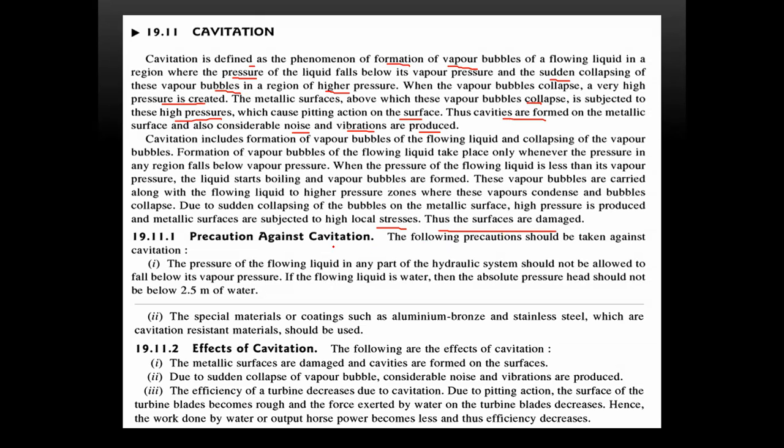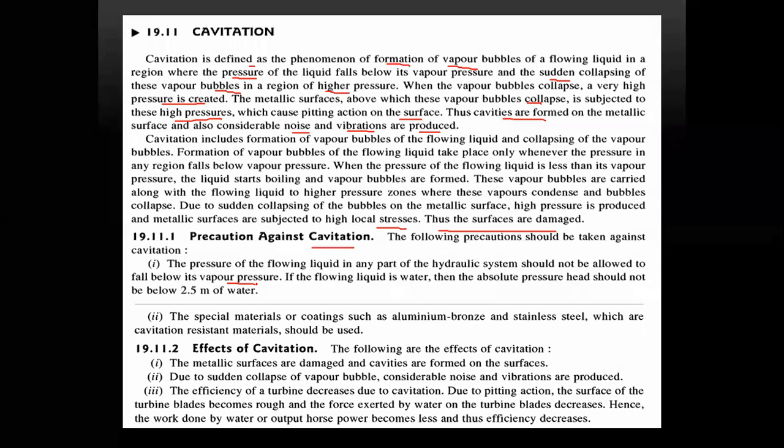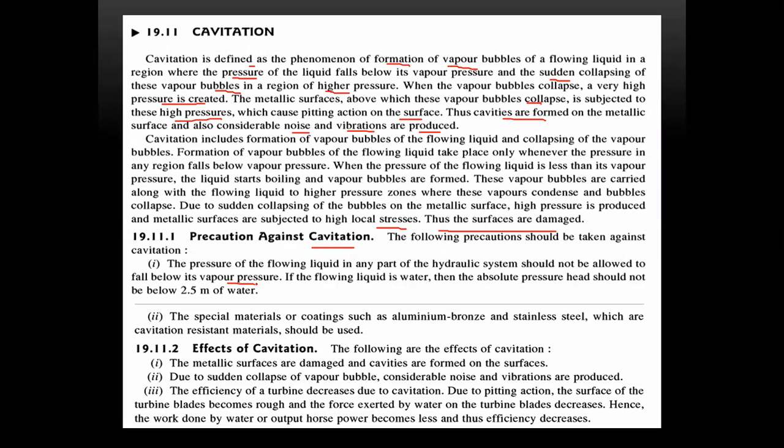Then what is the precaution you have to take against the cavitation? The precautions are: the pressure of the flowing liquid in any part of the hydraulic system should not be allowed to fall below the vapor pressure. అంటే వేపర్ ప్రెషర్ కంటే తక్కువ లోపల ప్రెషర్ పడకుండా చూసుకోవాలి. For flowing water, the absolute pressure head should not be below 2.5 meter of water.